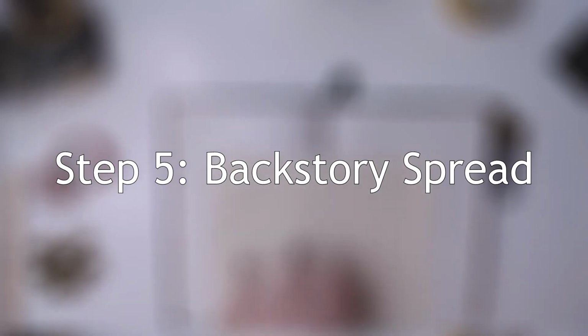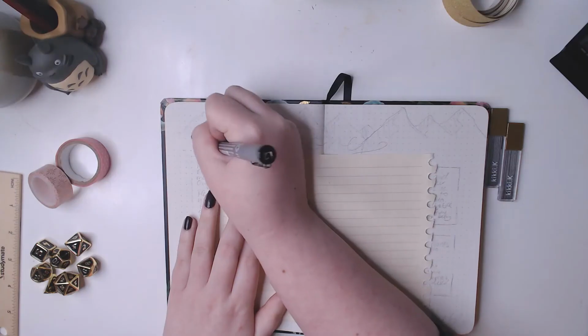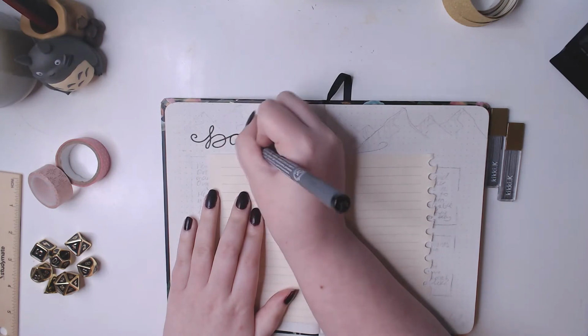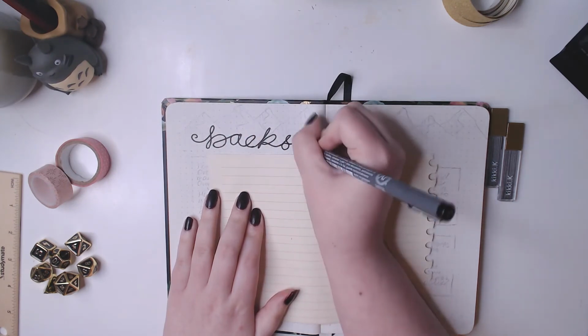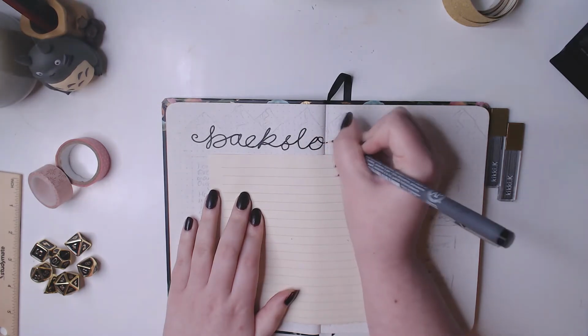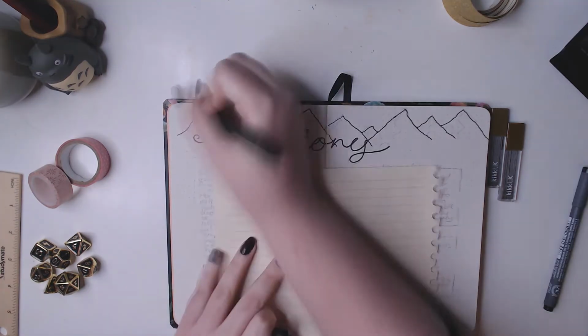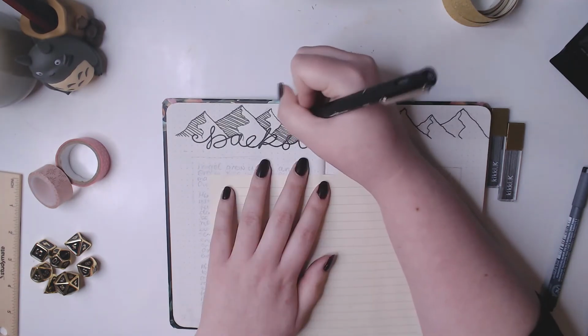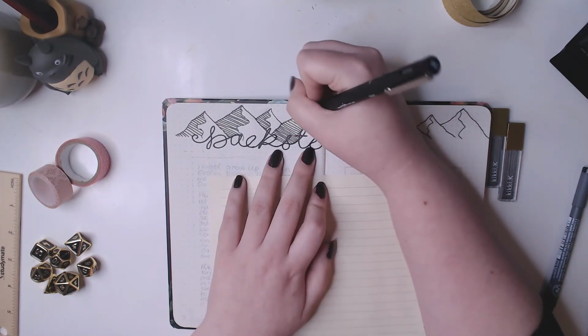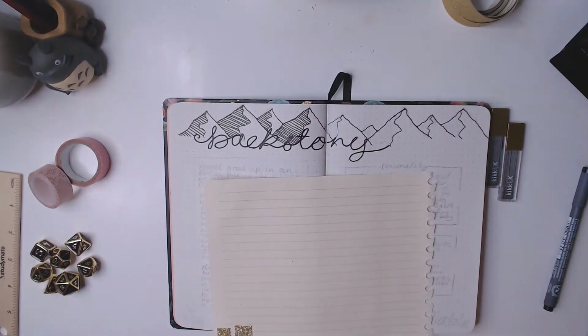Step 5. Backstory spread. For obvious reasons, I can't show you what I actually wrote for Natalie's backstory. That would be spoilers. However, you can see the basics. I set aside 2 pages, or a spread, to write down Natalie's backstory. As Natalie grew up in the mountains, I chose a mountain design to complement the lettering at the top, and drew some fancy lines and stuff.